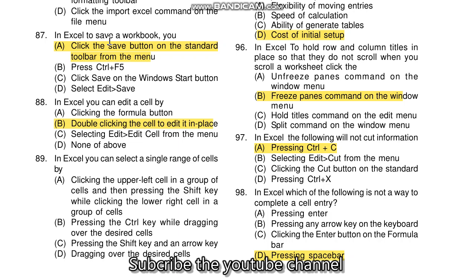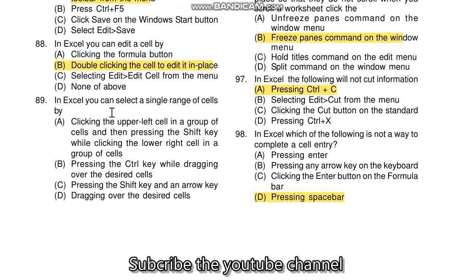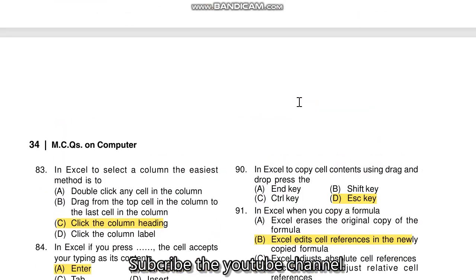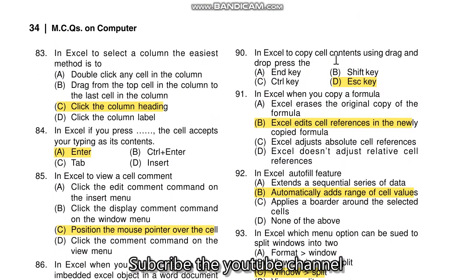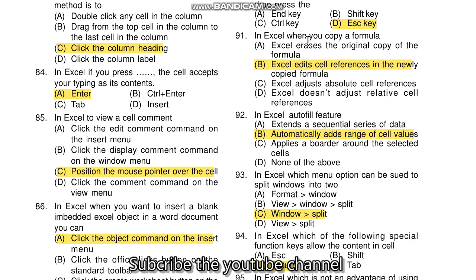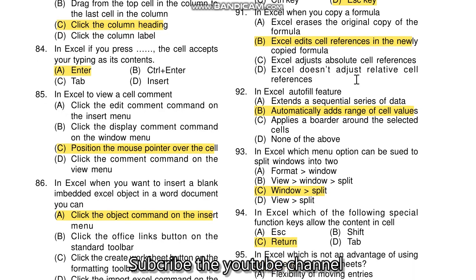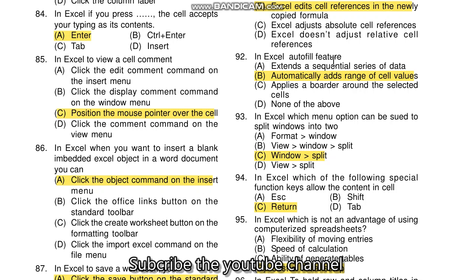Question 87: in Excel, to save a workbook you click the Save button on the standard toolbar from the menu. Question 88: in Excel you can edit a cell, double click the cell to edit in place. Question 89: in Excel you can select a single range of cells by. Question 90: in Excel, to copy cell content using drag and drop, press the Escape key. Question 91: in Excel, when you copy a formula, Excel edits a cell reference. Question 92: in Excel, the AutoFill feature automatically adds a range of cell values.